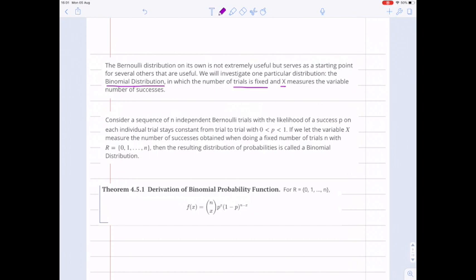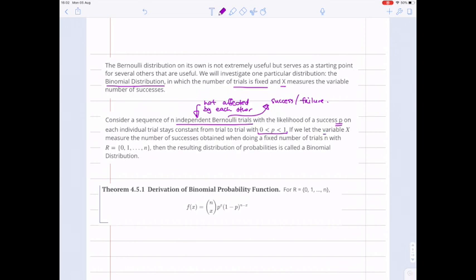Well, we're going to consider a sequence of n independent Bernoulli trials. Okay, independent means that what happens in one trial is not affected by what happened before. So not affected by each other. And Bernoulli trials, we've just seen, are success or failure. And we're also going to assume that the likelihood of success, so our probability p on each individual trial, is constant from trial to trial, and as we've just said, lies strictly between 0 and 1.